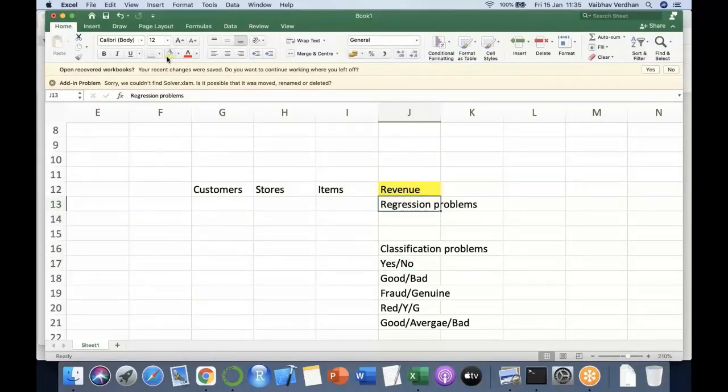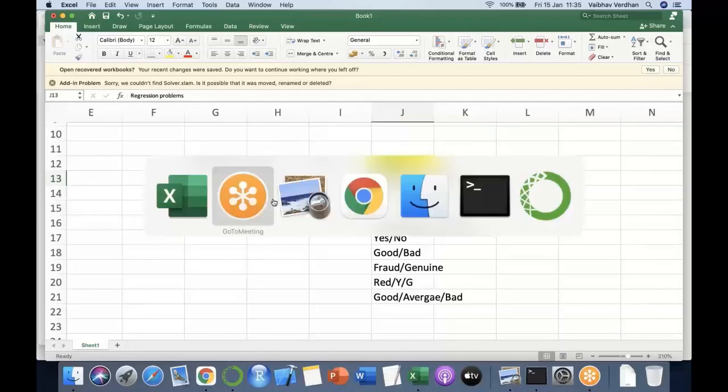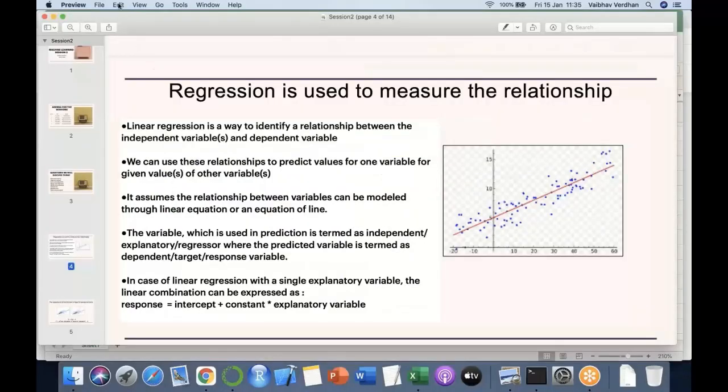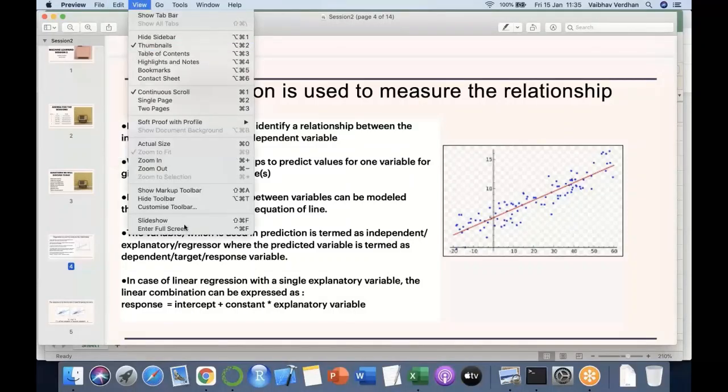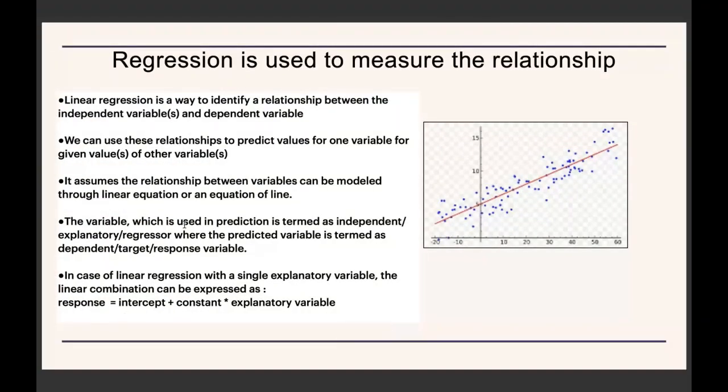That means if you want to predict the value of a continuous variable, like what my sales are going to be, what my number of customers is going to be, what the rainfall is going to be, or the parts manufactured in a manufacturing plant, then I talk about regression problems. In regression problems, linear regression is one of the most common and most frequently quoted algorithms.